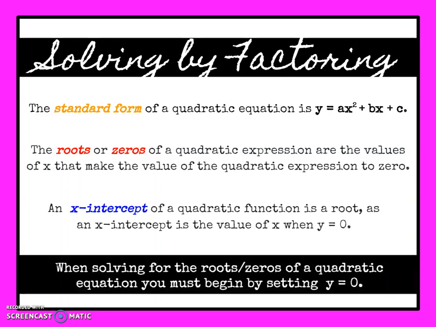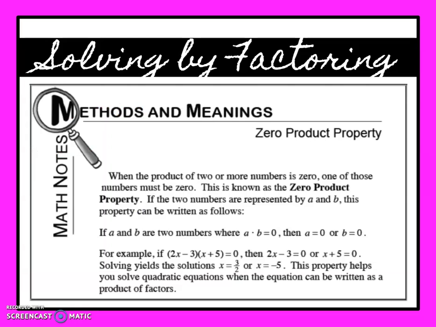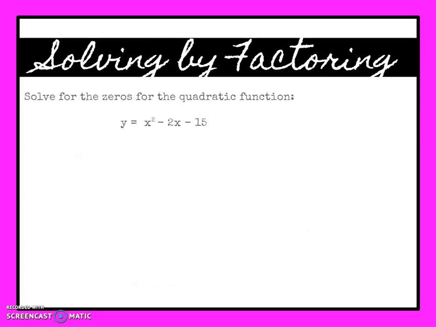So to begin, when solving for the roots, zeros of a quadratic equation, we must set y equal to 0. The reason why is because of something called the zero product property, which states when the product of two or more numbers is 0, one of those numbers must be 0. So if I have a product of two or more numbers, I can set both of them equal to 0 to help me solve the equation. This is going to be especially helpful for our quadratic equations since we have learned how to write them as factors through the process of factoring.